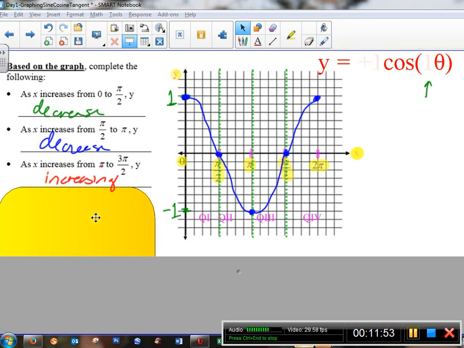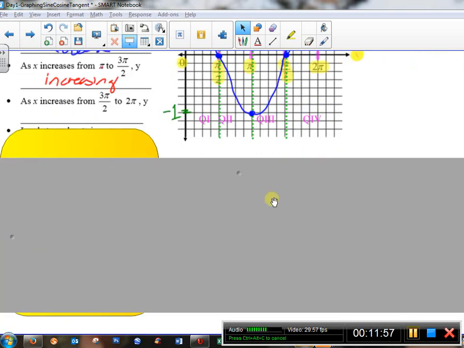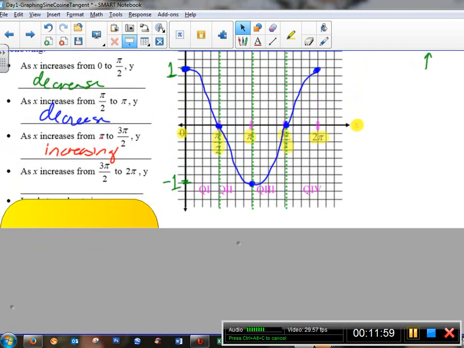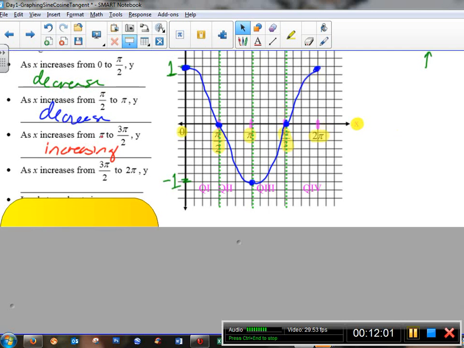And now in quadrant 4, it's going to ask us 3 pi over 2 to 2 pi, which is the same as quadrant 4. Looks like it's increasing in quadrant 4, so we'll write increasing here. And notice that this entire function exists in between 1 and minus 1. There are no y values bigger than 1. There are no y values smaller than negative 1.